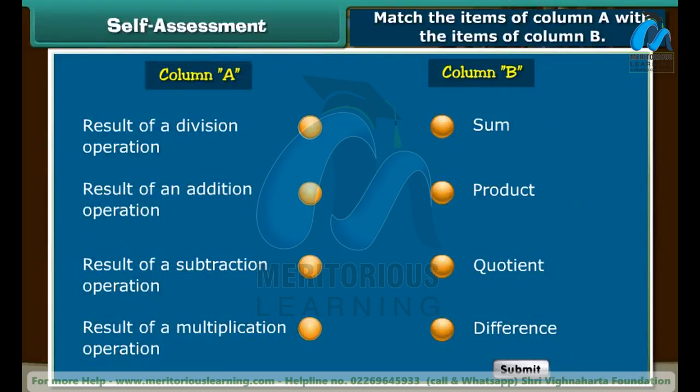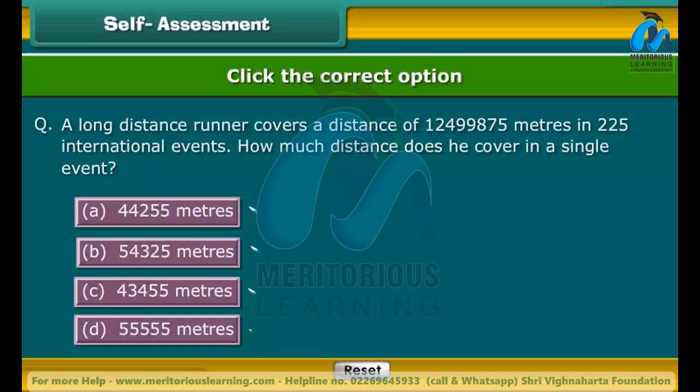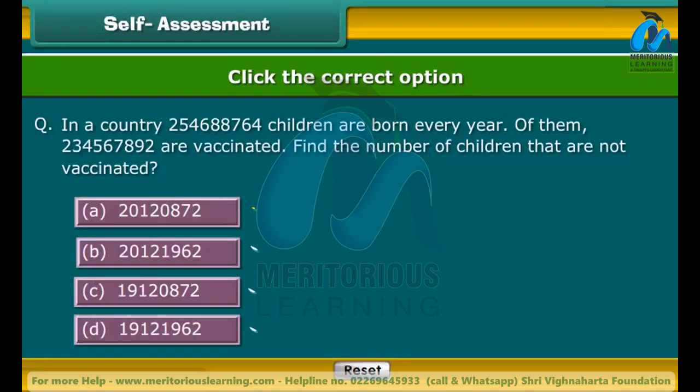Self-assessment. Hey kids, it's time to have an activity. Match the items of column A with the items of column B. Read the question carefully and click the correct option.